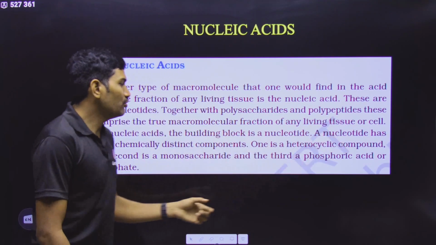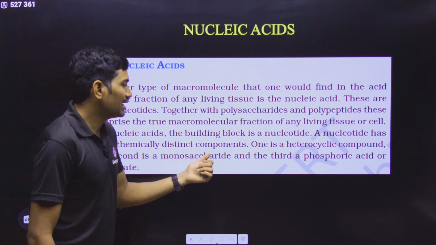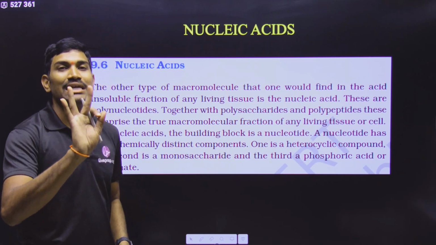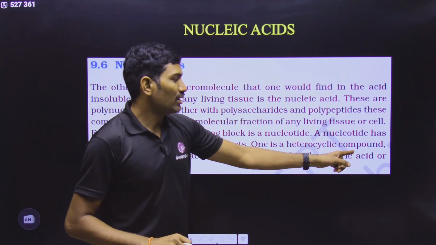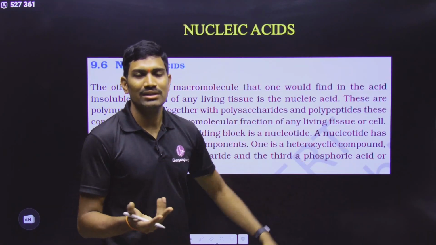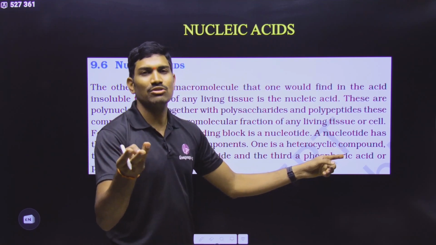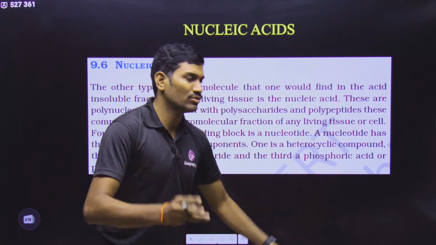Next one, a nucleotide has 3 chemically distinct components. In the previous lecture itself we studied each nucleotide has 3 important components. What are these? One is called heterocyclic compound. What is this heterocyclic compound? It is nothing but nitrogenous base. So it is a heterocyclic compound, also called a nitrogenous base.